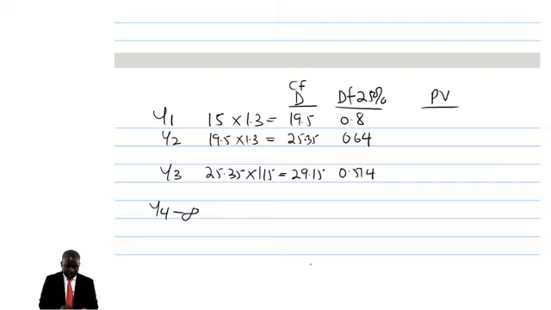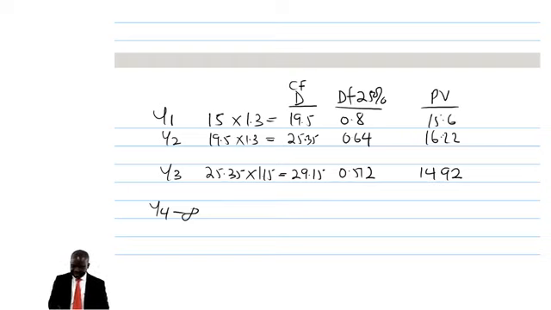Now I'm going to multiply by the figures. So this times 29.15 is 14.92. 25.35 times 0.64, and that is 16.22. 0.8 times 19.5, and that is 15.6. Okay, now what should we do?